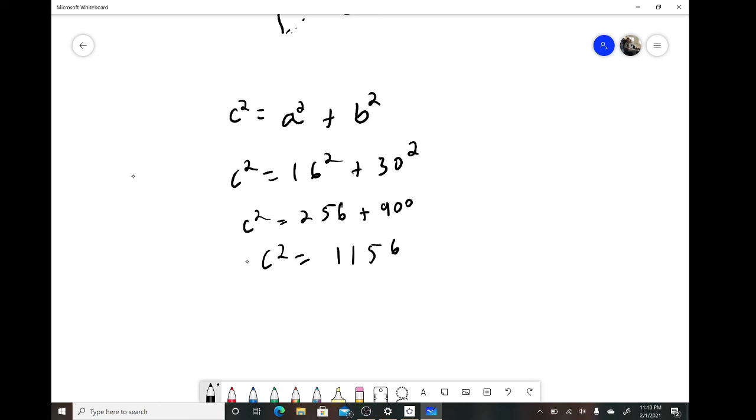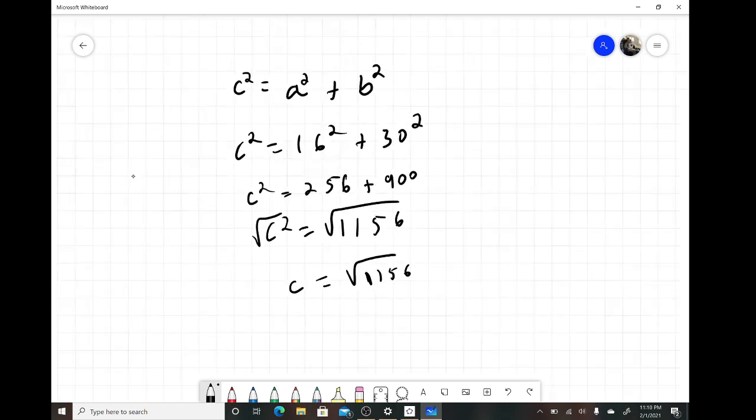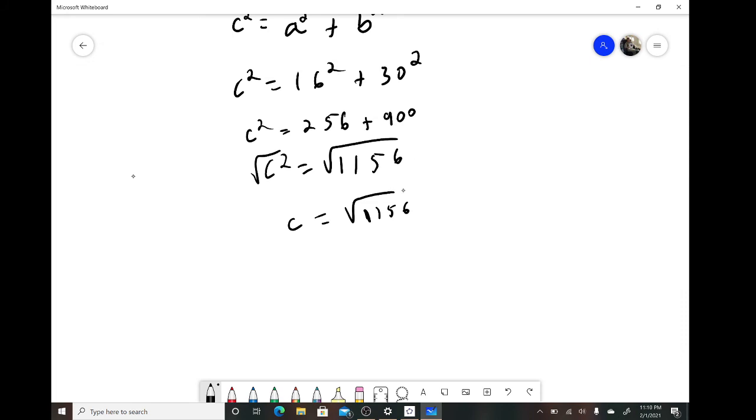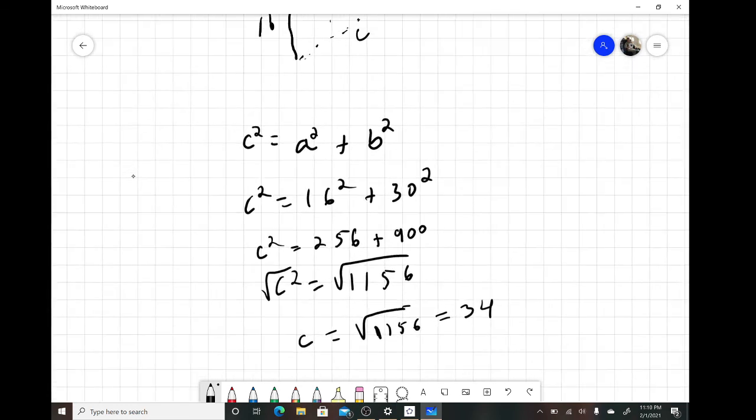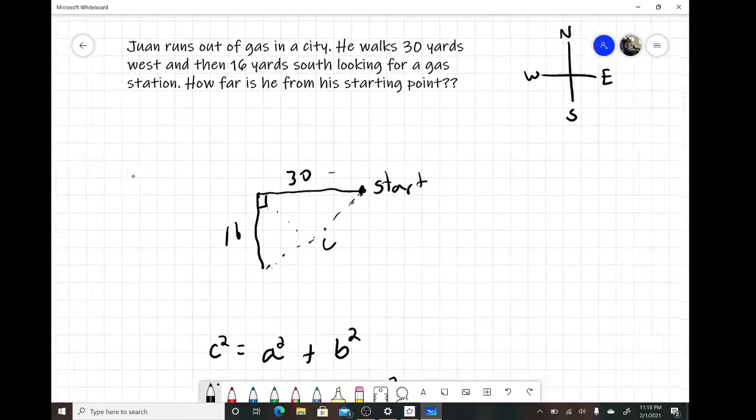And finally, we just have to take the square root of both sides. So we have c equals the square root of 1156. If you have a calculator, you could get the correct solution. If you don't have a calculator, then you could leave it like that. I believe the correct solution should be 34. That should be the end of this problem. It's just a simple application of the Pythagorean theorem.